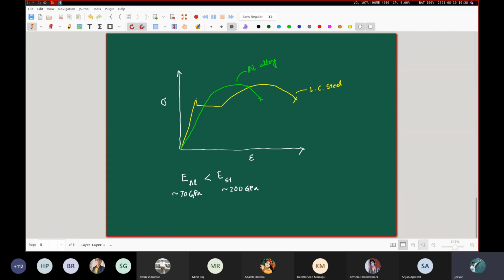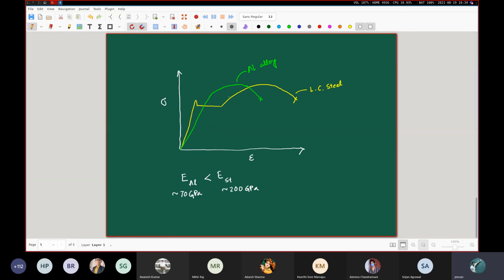So we have a clear-cut yield value for low carbon steel. As opposed to that, for the aluminum alloy material, there is no clear-cut yield value. Where this linear region is ending and where the strain hardening region is beginning, we are not quite sure. And that has some implications in the way that the design decisions have to be made. We will come to that in a few minutes.